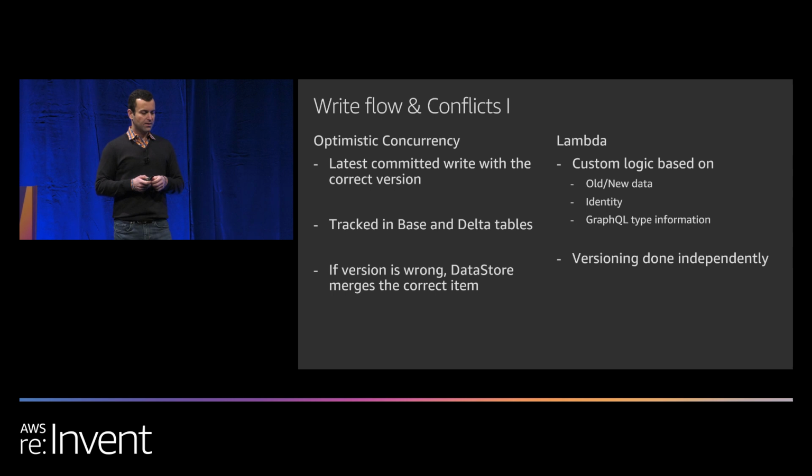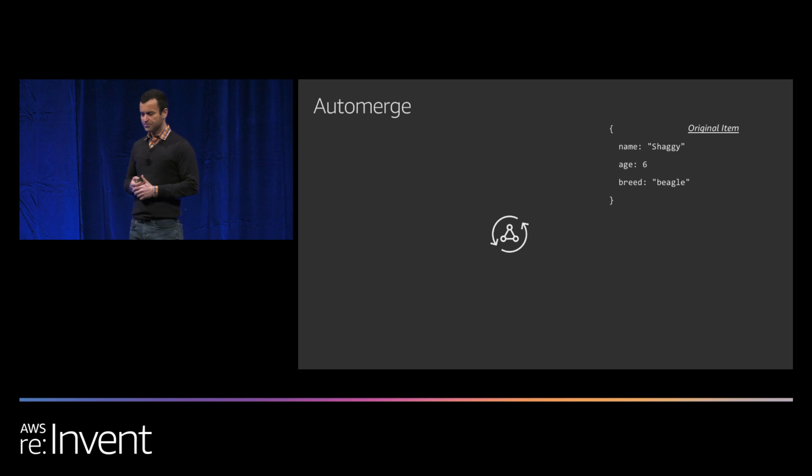Two clients simultaneously do a write. One wins, one doesn't. Send a callback down to the client. Then the same thing with custom logic from Lambda. Well, let's look at this new technique that we have called auto merge, right?